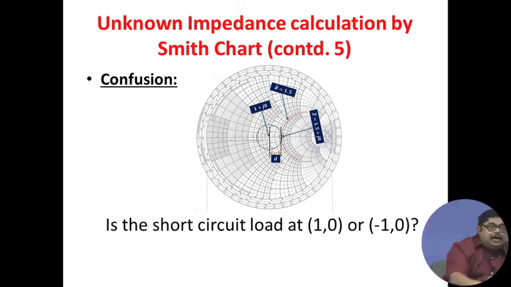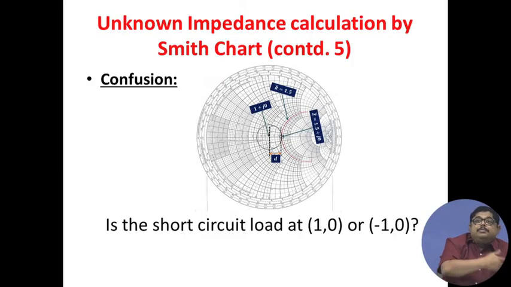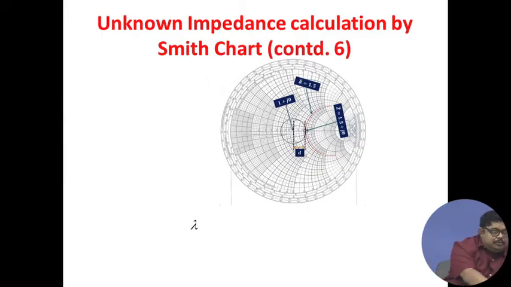So, I have 180 degree, that means it is which end? That is why I ask this confusion to students: is the short circuit load at 1, 0 or minus 1, 0? You should know, if gamma L is equal to 180 degree, there is no confusion, it is at the left end of the impedance Smith chart. Where it will be, I deliberately did not show, because you will be confident enough to plot it.